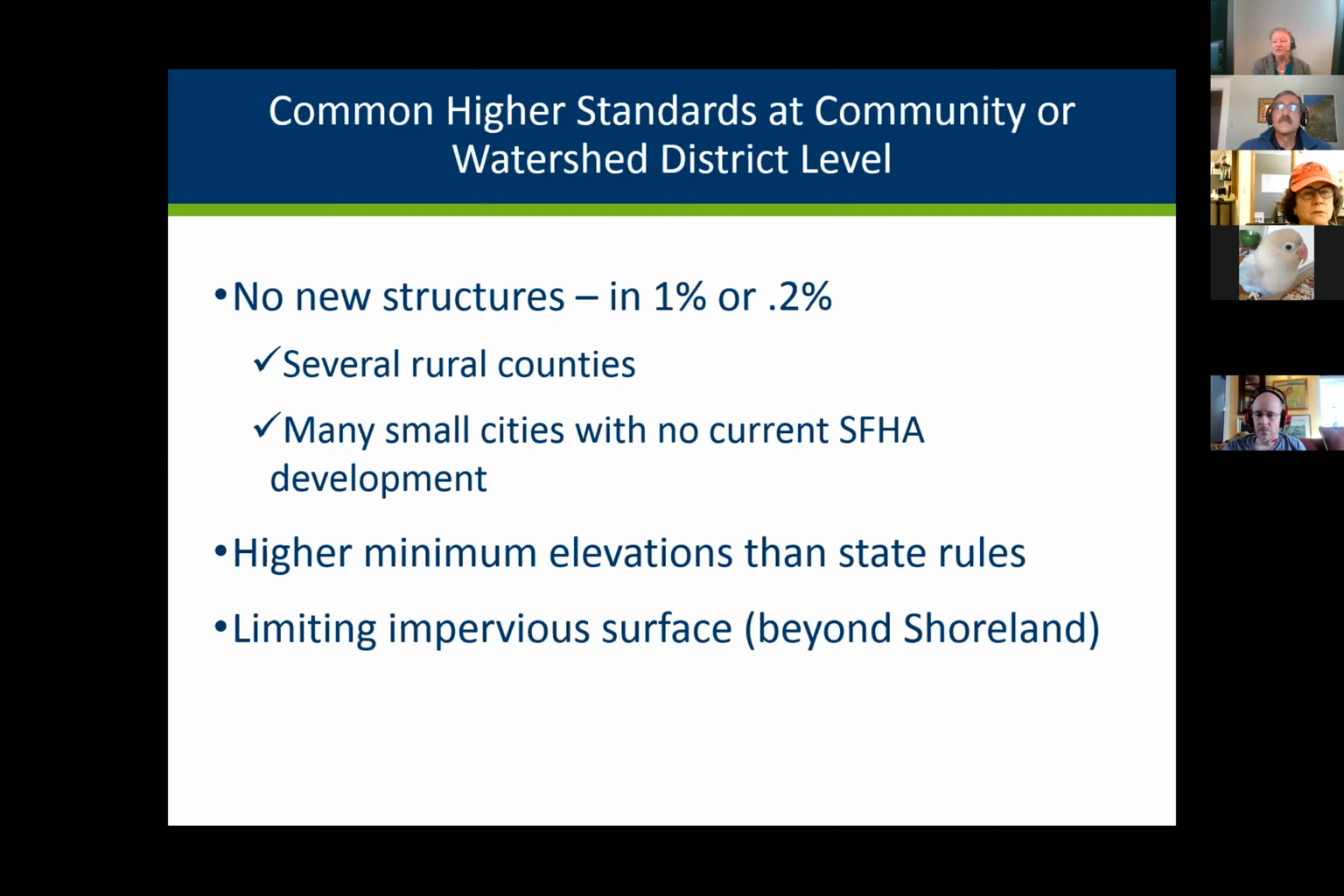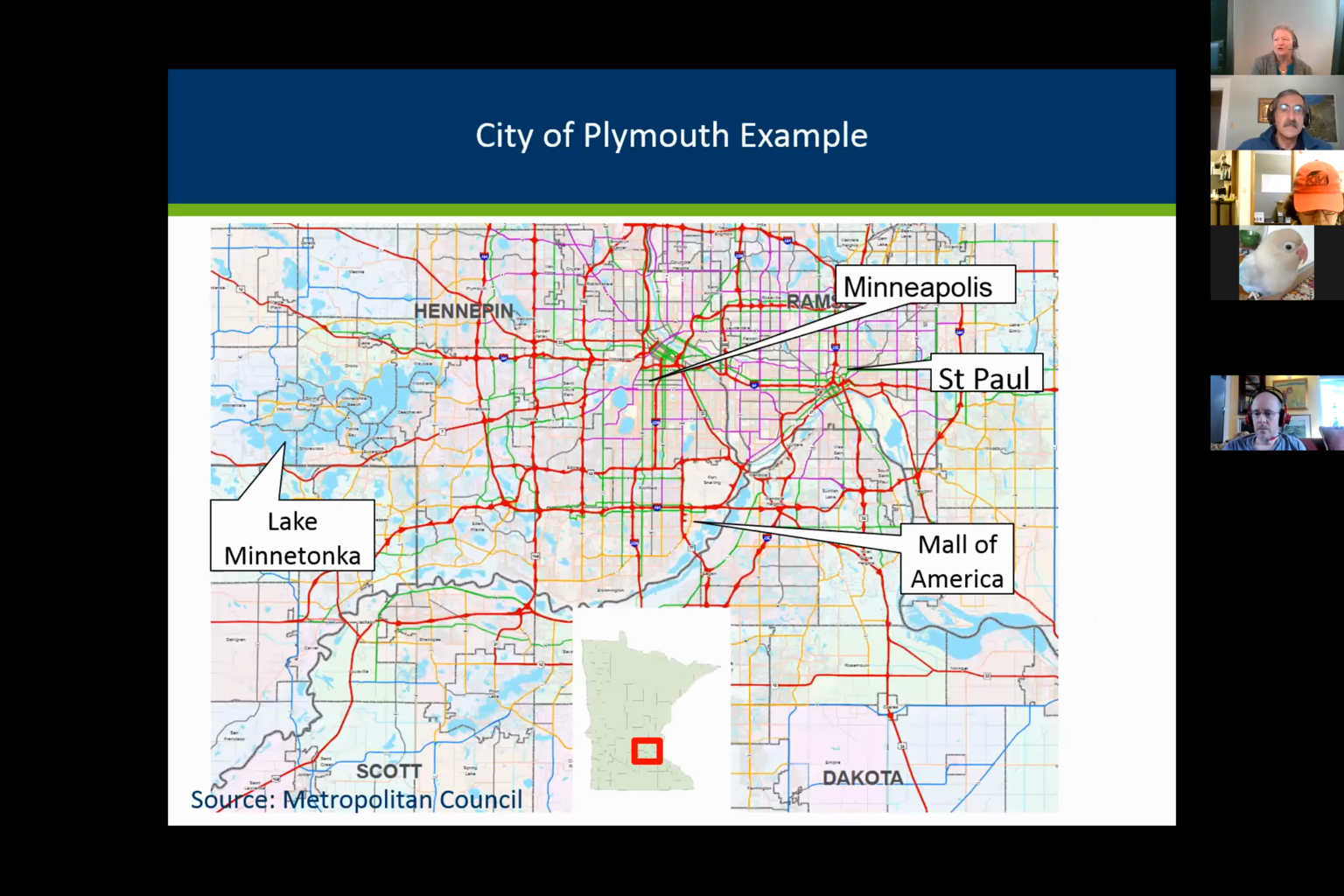Quite a few communities do have other impervious surface limitations beyond what's in the shoreland. And also quite a few require minimum elevations outside of the mapped floodplains and outside of the shoreland areas, even within their entire community.